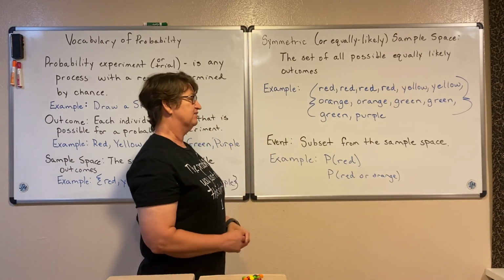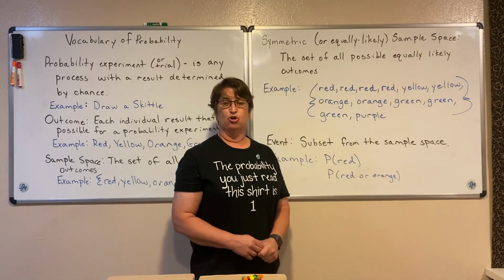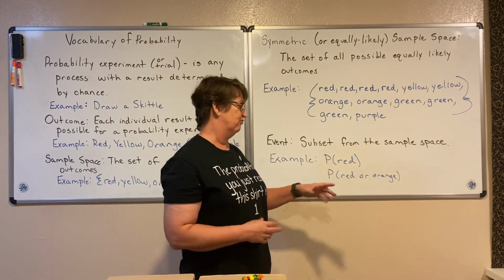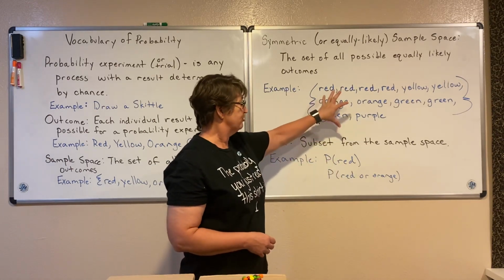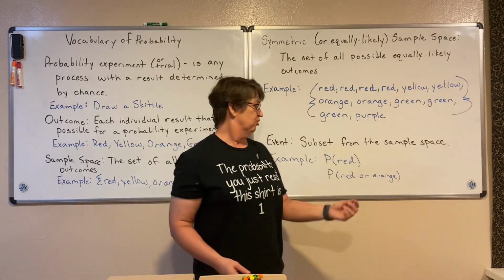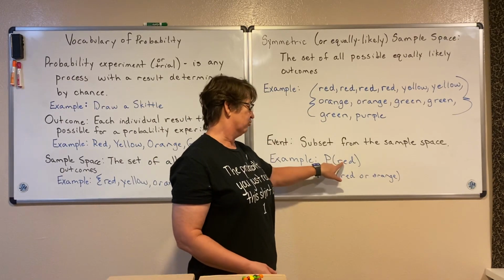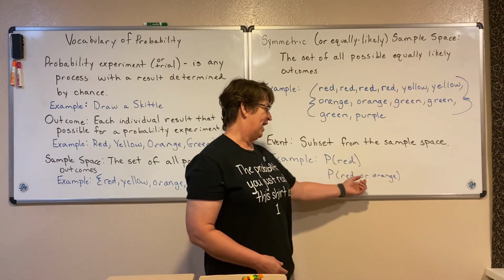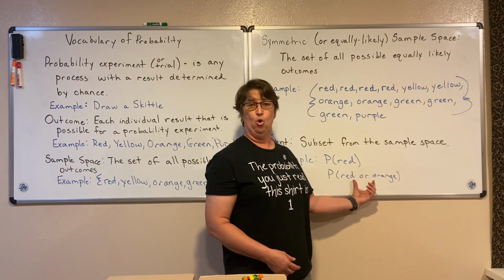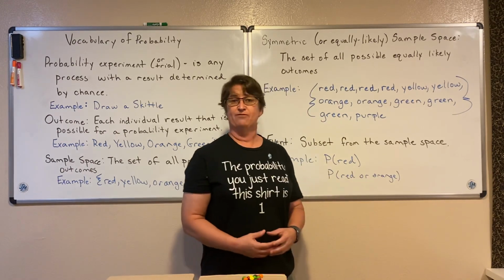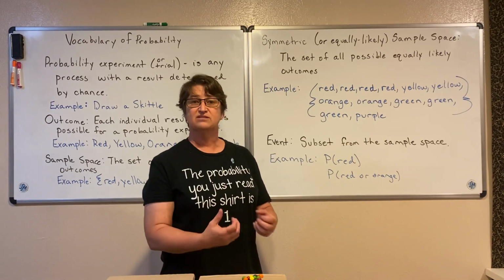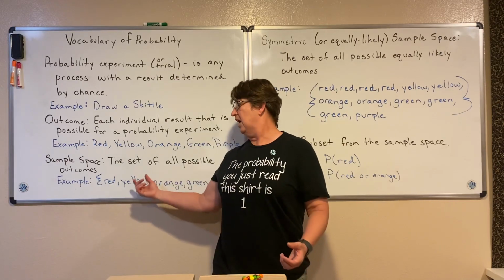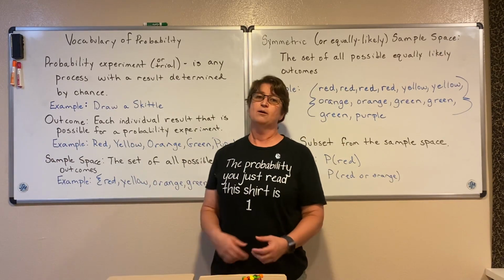And an event is a subset of the sample space. Earlier we called this the favorable outcome, the thing that we're looking for. So an event is just part of your sample space. So for instance, if I'm finding the probability of red, then red is my event. If I'm looking for the probability of red or orange, then red or orange is my event. If I'm looking for the probability I get a Skittle, then Skittle is the event. So the event is just something, a subset, part of my sample space.